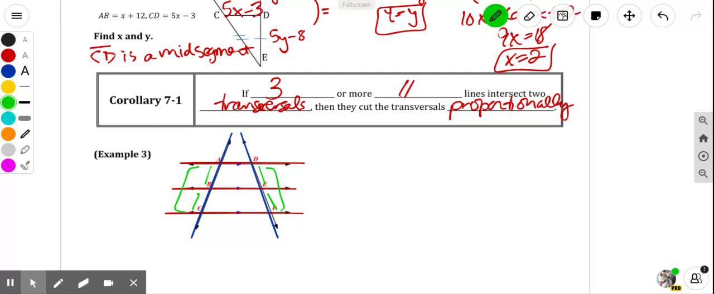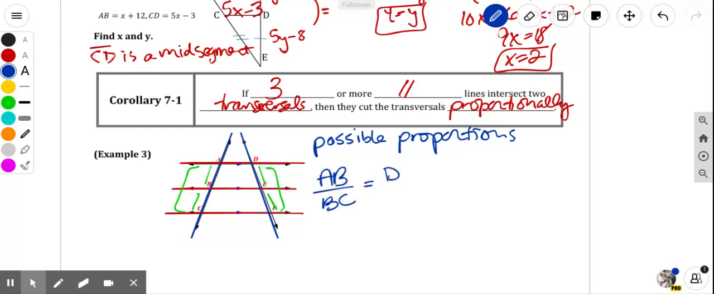So I'm just going to list out some possible proportions that you can use. I didn't do a numeric example with numbers or algebra, because I just wanted you to know that there's so many ways you can set it up. So possible proportions, I'm just going to list out a couple. Usually I have you guys tell me, but you're at home, so can't do that. All right, so you could do like AB to BC equals DE to EF. That's a pretty basic one.